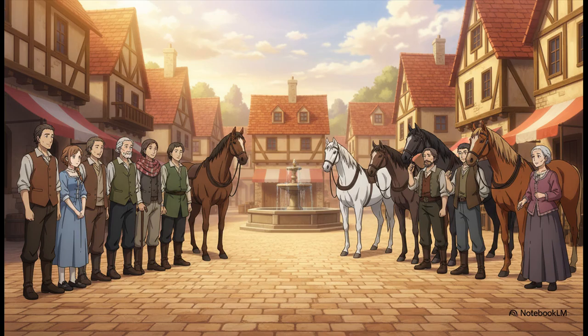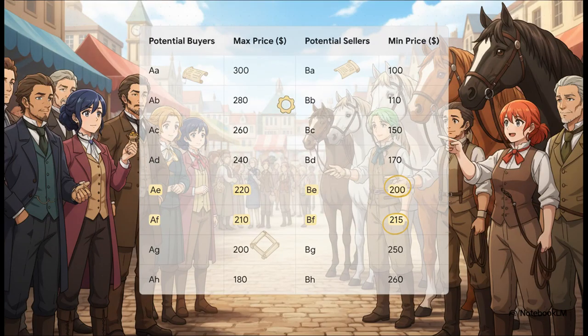Think of a simple village market. We've got 10 people who want to buy a horse, and we've got 8 people who are willing to sell a horse. And here's the key. Every single person has their own personal price limit, the absolute most they're willing to pay or the absolute least they're willing to accept. All right, this table lays out all of our players.